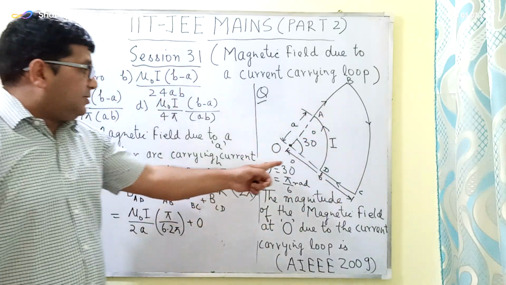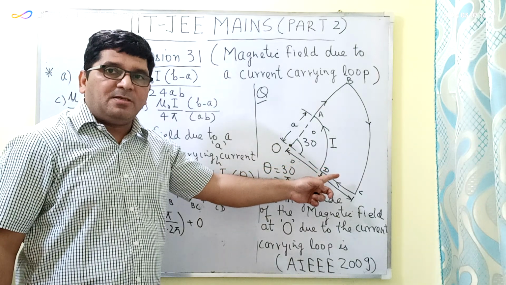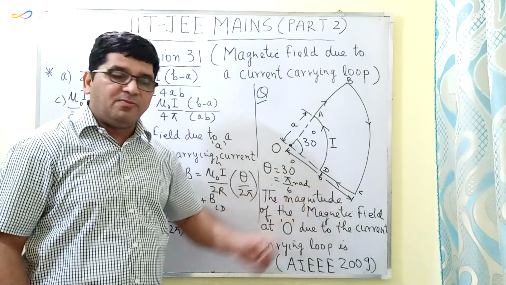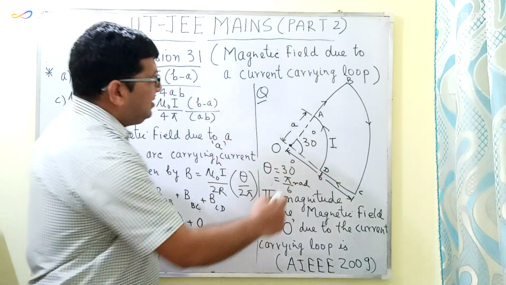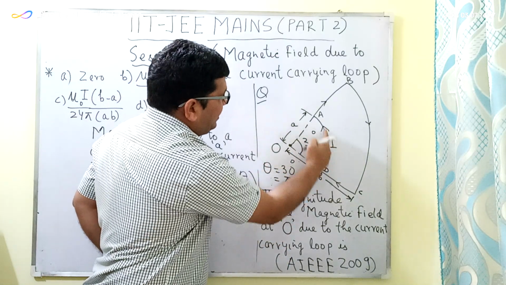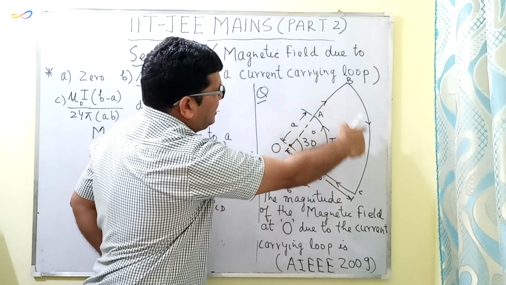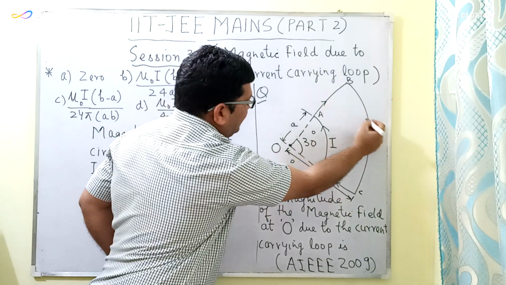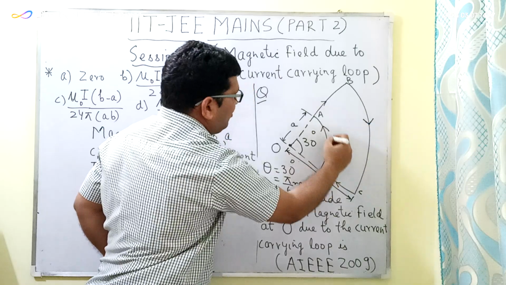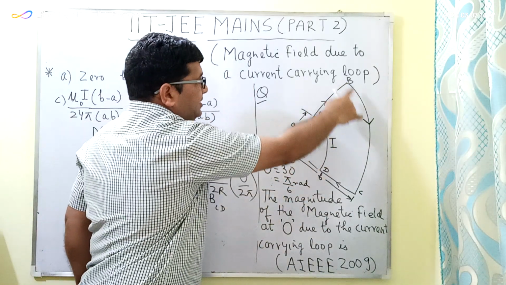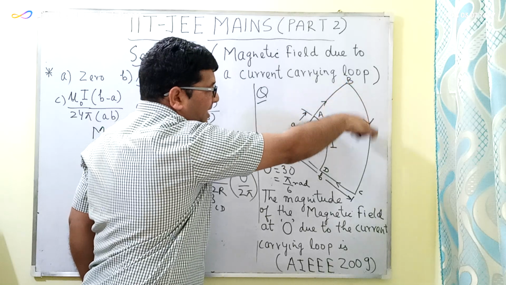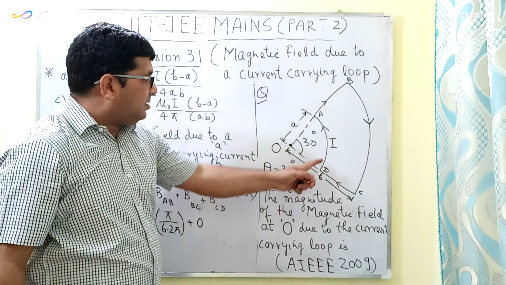Now the direction of the magnetic field can be found with the help of Fleming's right hand thumb rule. Since you can see here that the direction of the current is pointing upward, and in the case of this arc BC, the direction of the current is pointing downward, because the current is flowing in this clockwise direction. So in the case of this arc BC, the direction of the current is opposite.